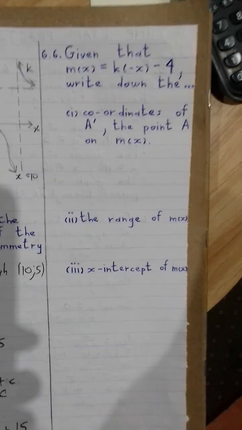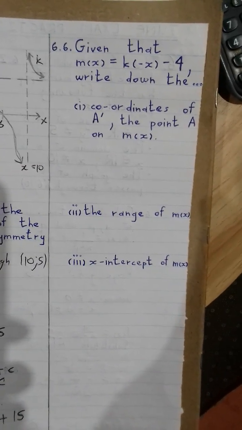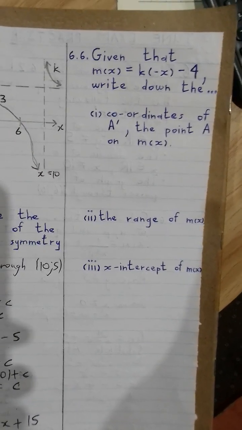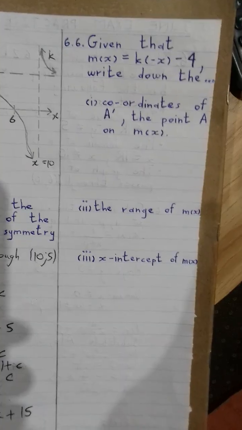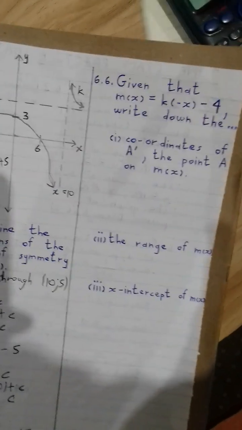6.6 states that given that m of x is equal to k of negative x minus 4, write down Roman numeral number 1, coordinates of A prime, the point A on m of x. So m of x, k of negative x minus 4. So we need to simplify this.